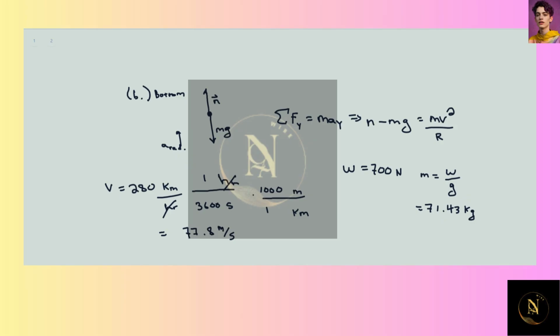Now these are the values I plug in here. I plug in 71.43 for mass, 77.8 for v, and then r is given and was used in part A, and I solve for N here. When I do that, I get N is equal to 3,580 newtons. This is the force the chair exerts on the pilot to keep him from falling out of the plane and keep him in the loop. And this is the apparent weight of the pilot. And so this is the final answer to part B.